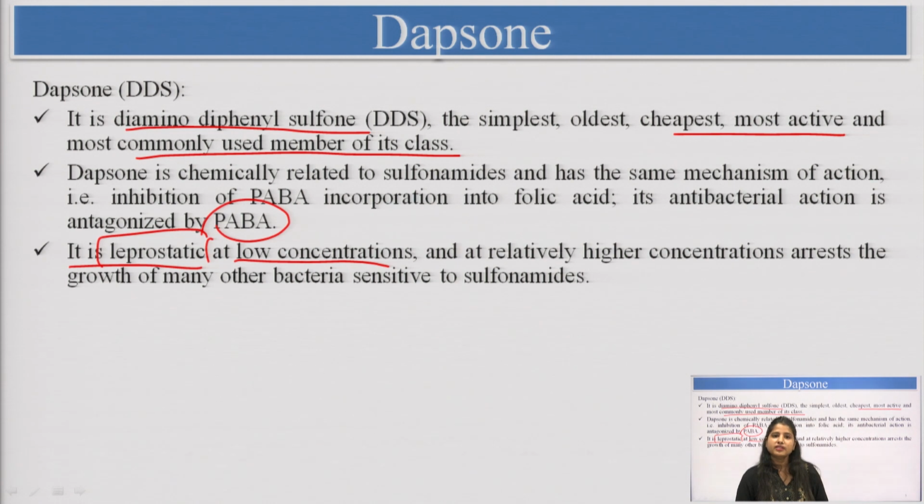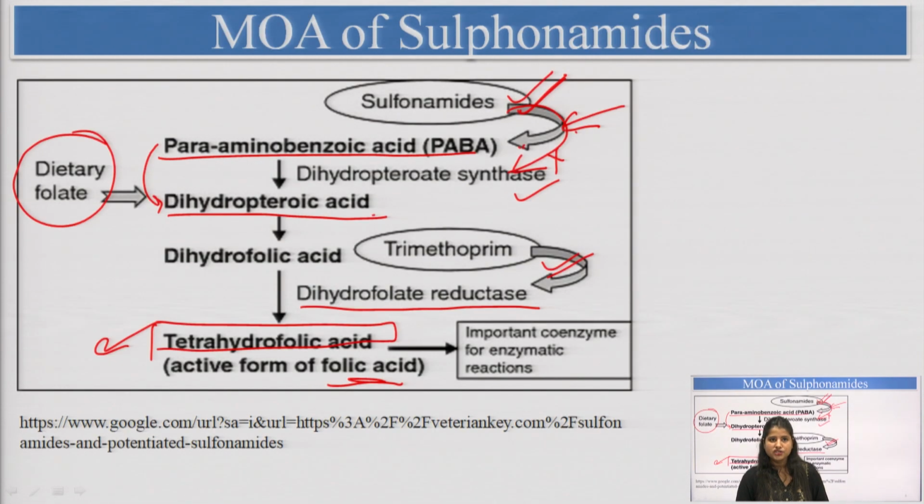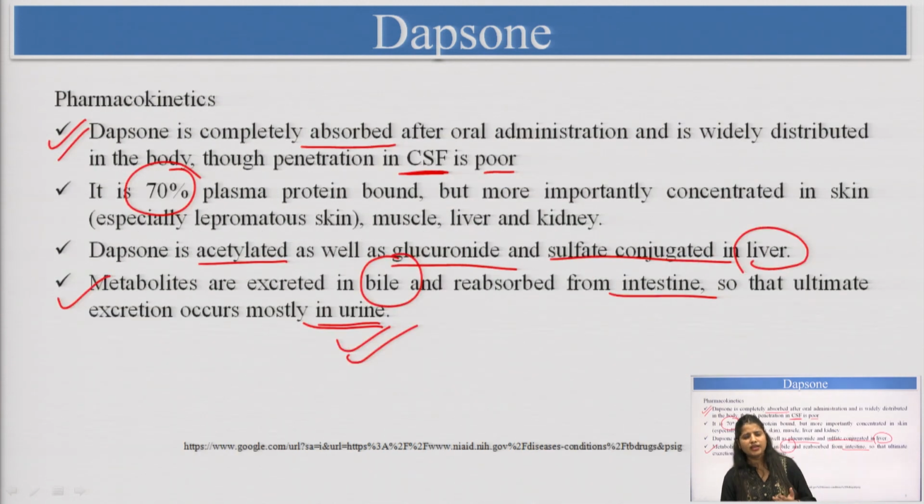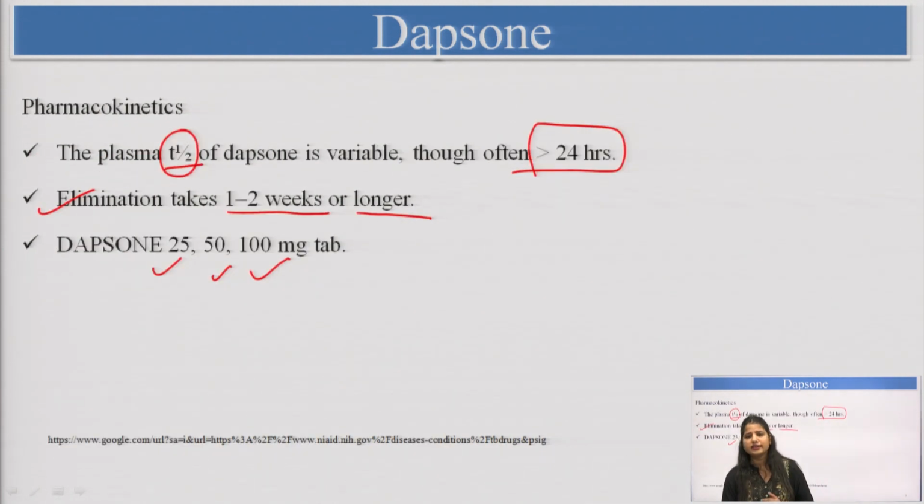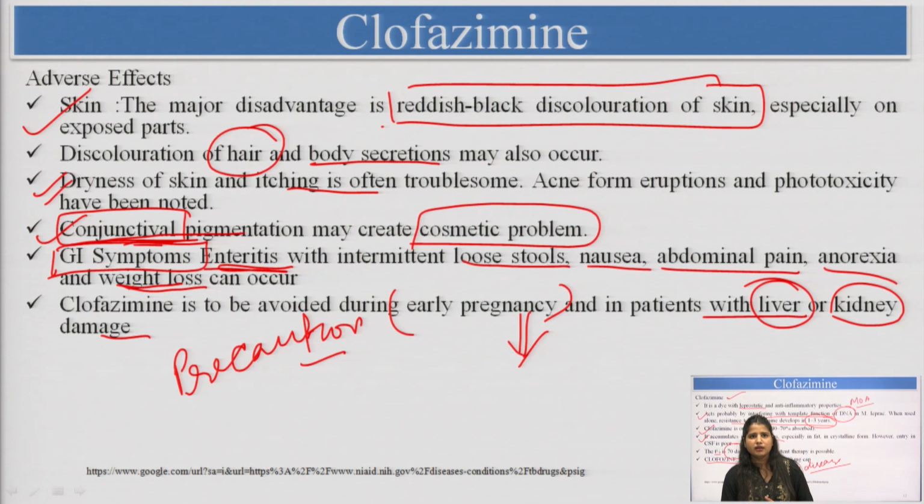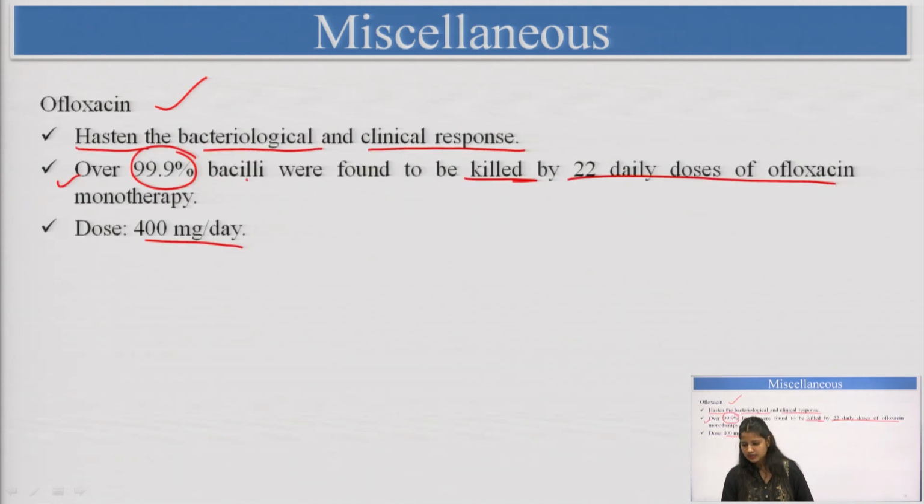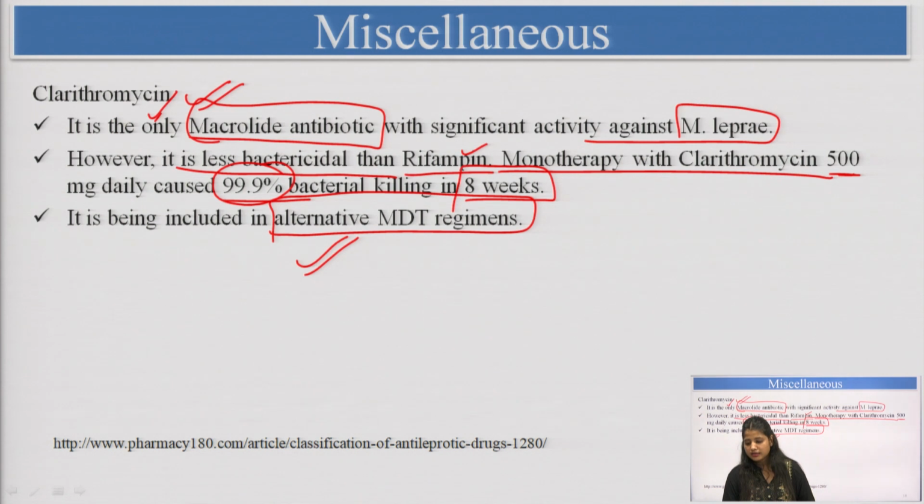Then we discussed the mechanism of action of dapsone. Then the adverse drug reactions. Most of the adverse drug reactions are related to the skin, whether it is dapsone or clofazimine. Then we also considered some miscellaneous drugs, including antibiotics like minocycline, clarithromycin and ofloxacin. These drugs we can give when there is resistance to the primary drugs.